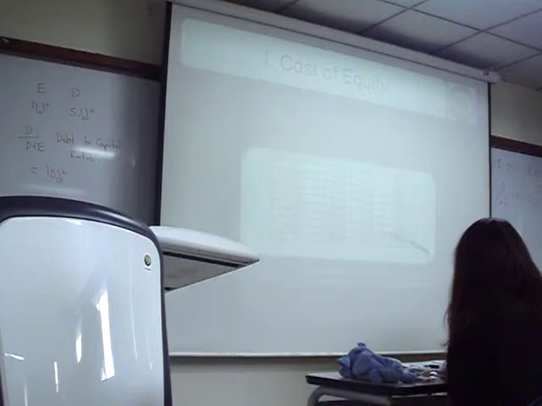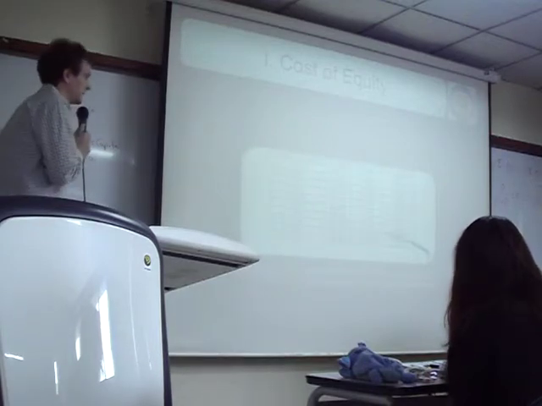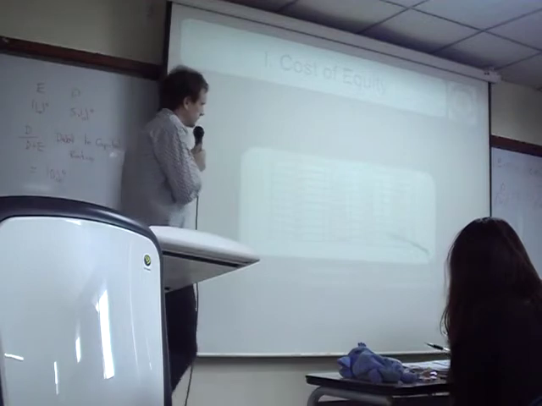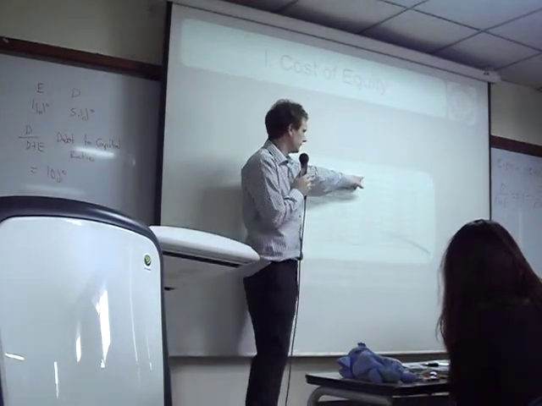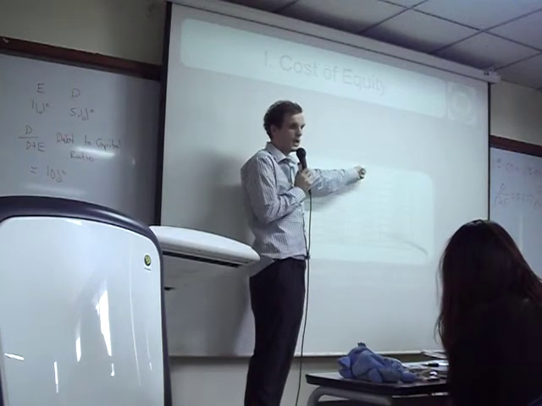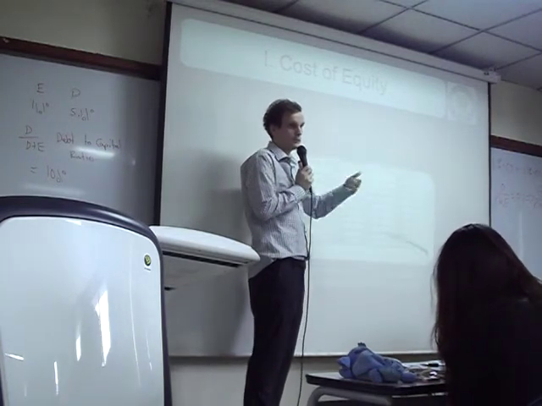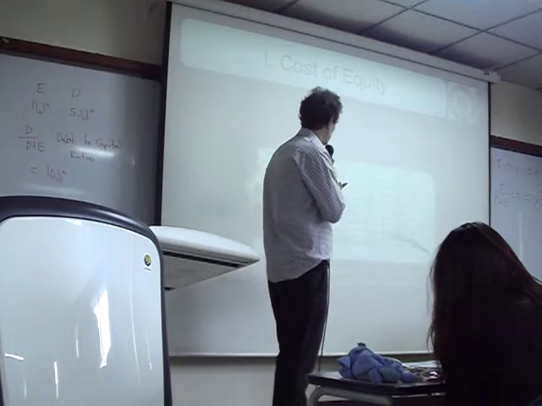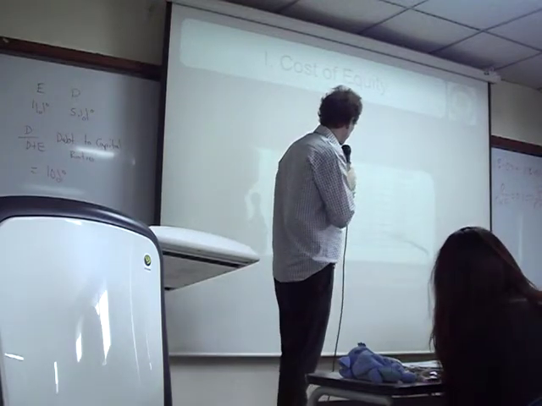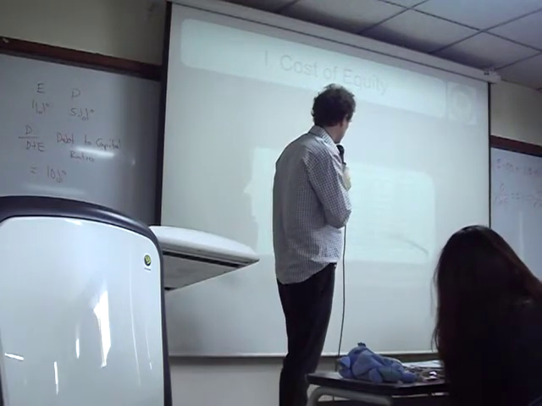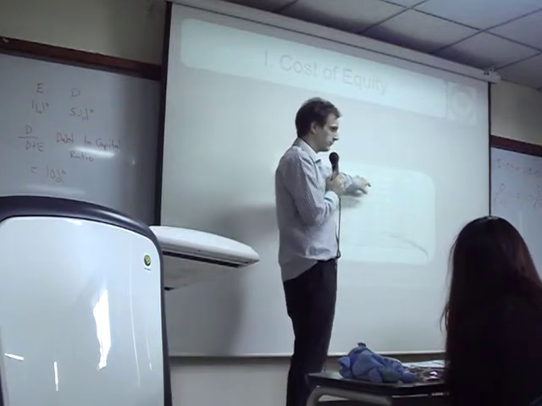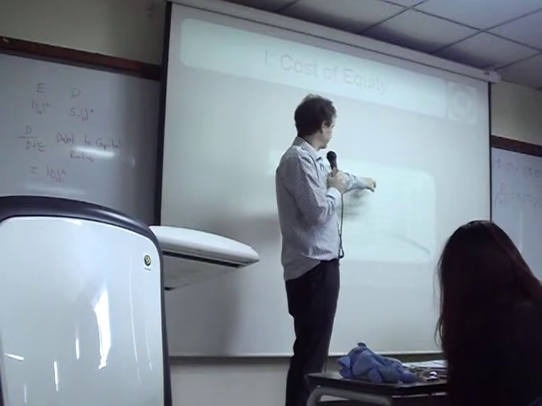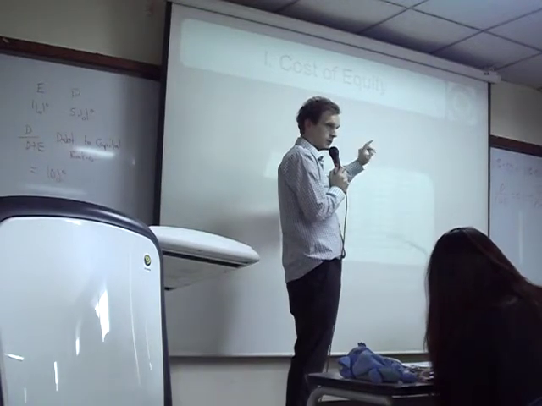So we can do this for Disney. First of all, the cost of equity. At 0%, this was our unlevered beta for Disney, 0.733. This was the unlevered beta for Disney when we found the bottom-up beta, right? So we'll put this into our equation: risk-free rate plus beta times the risk premium.